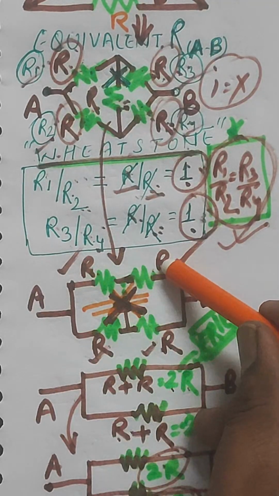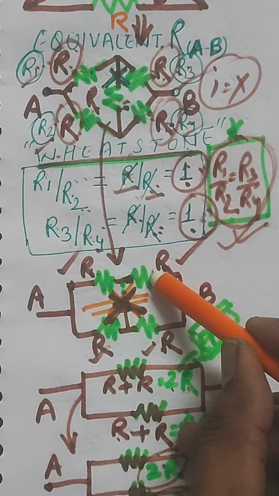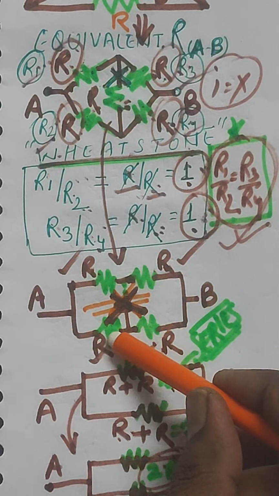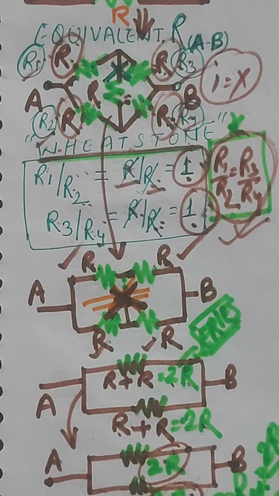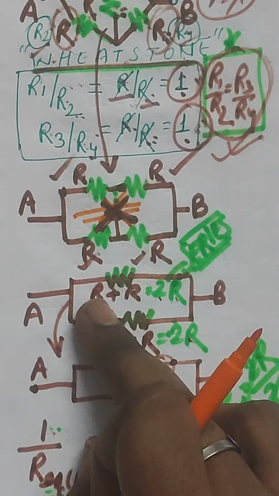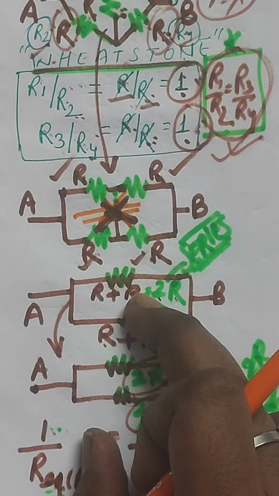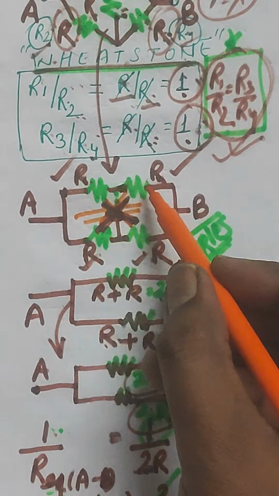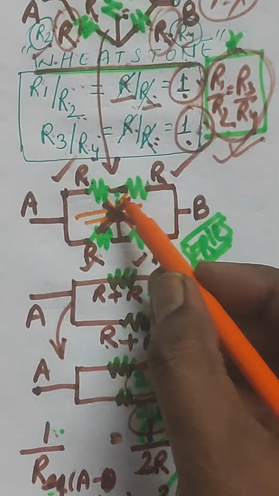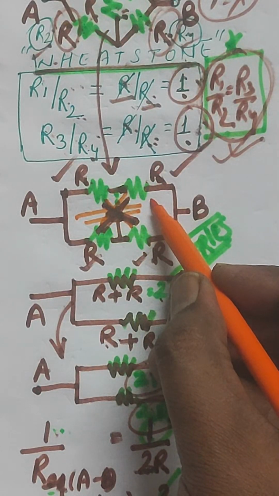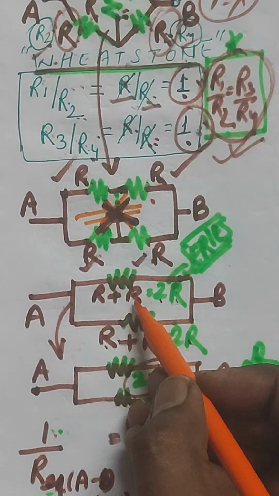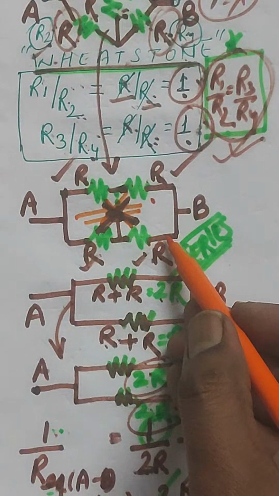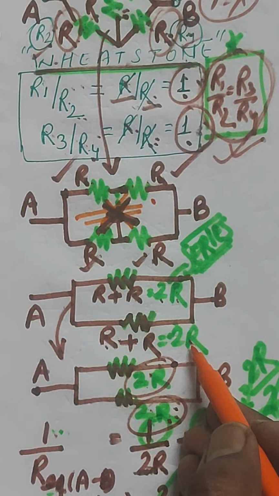You can see two resistances connected in series in a branch, parallel with another branch having two resistances connected in series. So the above circuit will be simplified as R plus R in the top, and in the bottom it's again R plus R, because you can see these are series connected in both the branches. Two are connected in series in the top branch, which will give you the equivalent resistance R plus R equal to 2R. Similarly, it happened in the bottom branch, which is also equal to 2R.